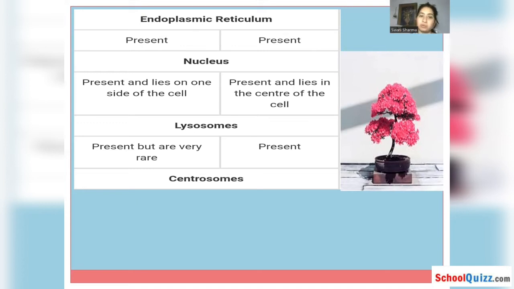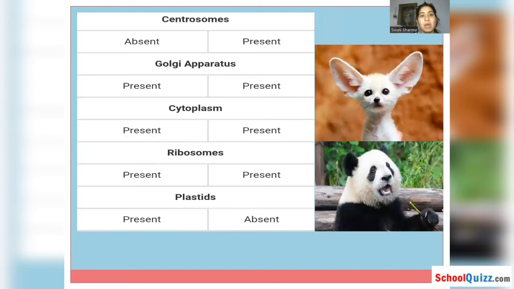Now comes lysosomes. Lysosomes are present in both the cases, but if we talk about number, the number is very less in case of plant cells. Very few lysosomes are found, whereas in animal cells an abundant number of lysosomes are found, and they have a role to play as suicidal bags. Next, if we talk about centrosomes, centrosomes are absent in case of plant cell, whereas they are present in the case of animal cells.